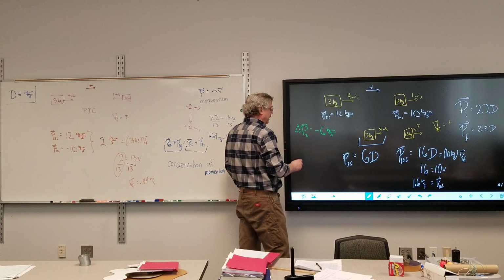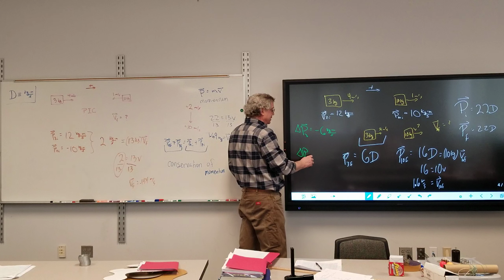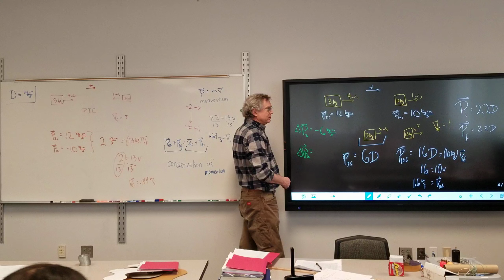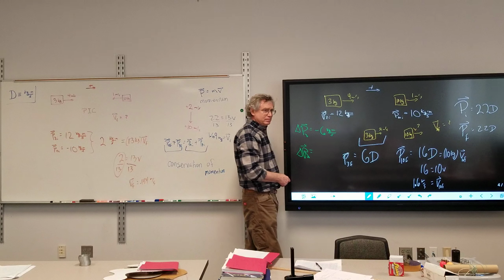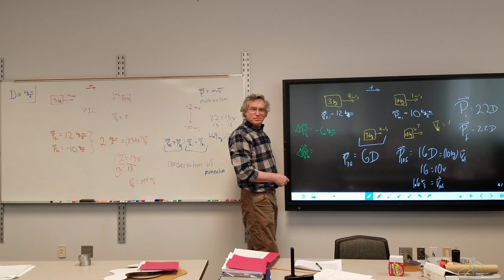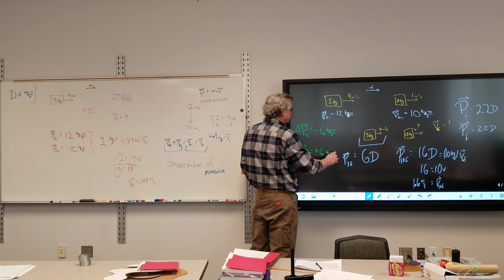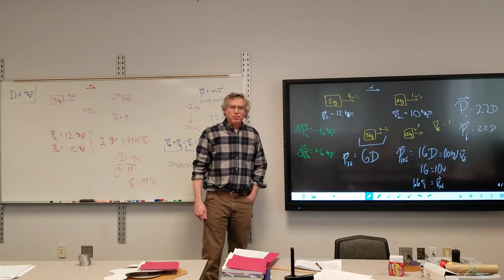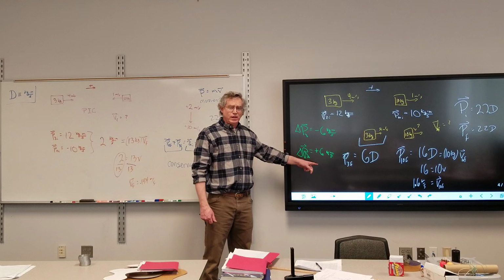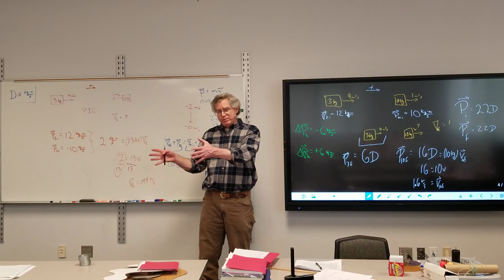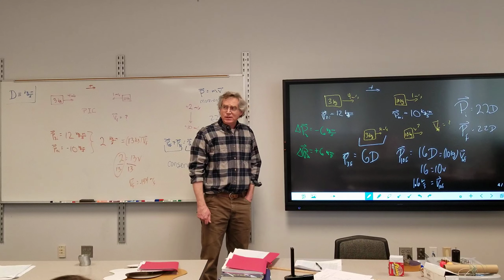All right, the change in momentum of the 10 kilogram mass. Went from 10 to 16. Positive 6. In a conservation problem, whatever one loses, the other one gains. All you're doing is transferring it from one object to the other.